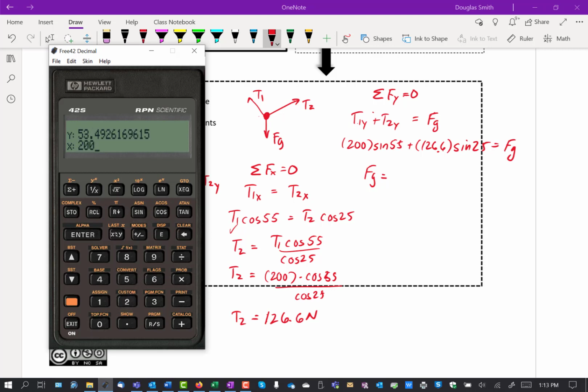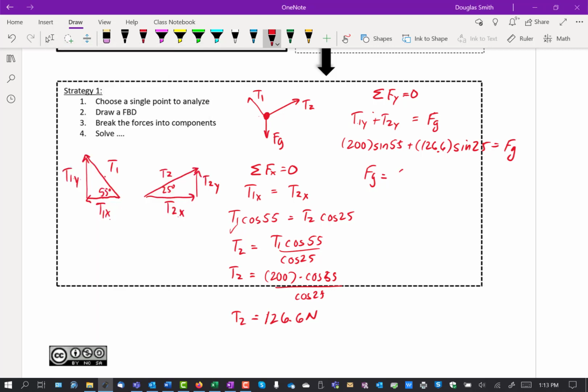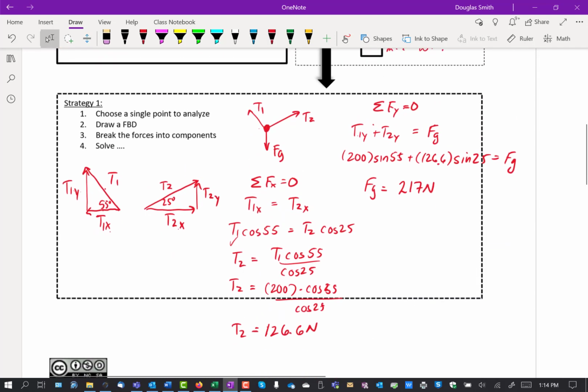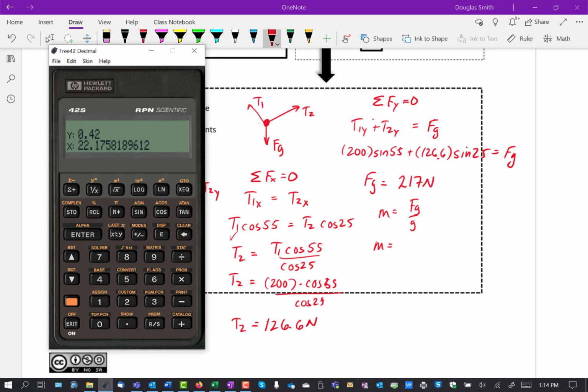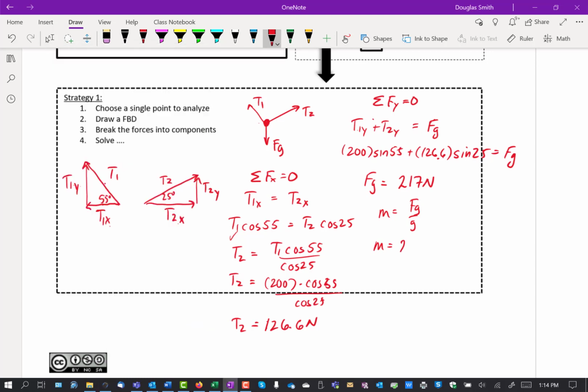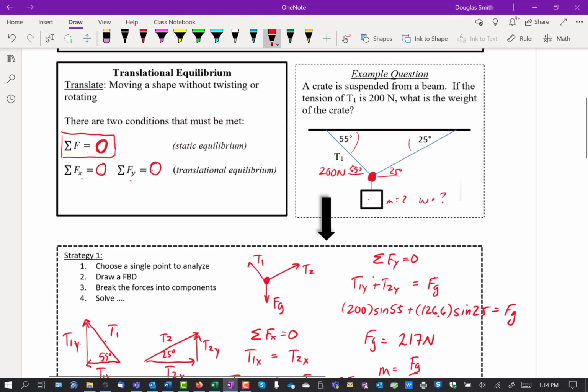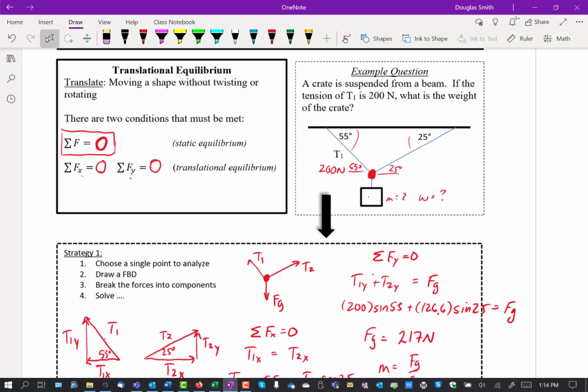And I'll do 200 times sine 55. Add those together, and I get an FG of 217 newtons. And that will be the weight of the crate. And if I want the mass, I divide by G. So it doesn't ask for mass, but what the heck? 22.2 kilograms.